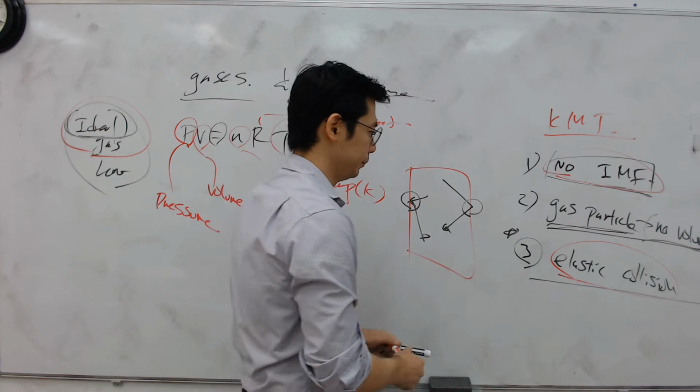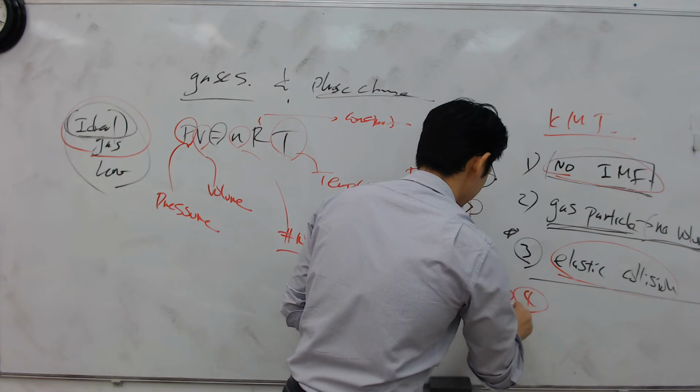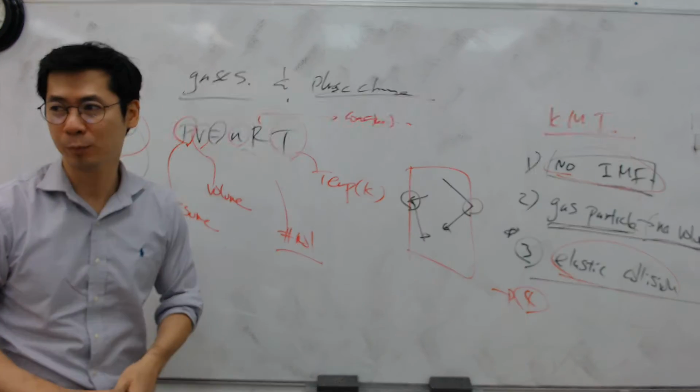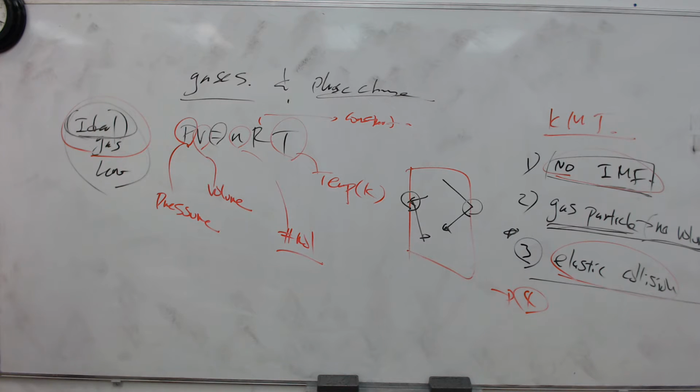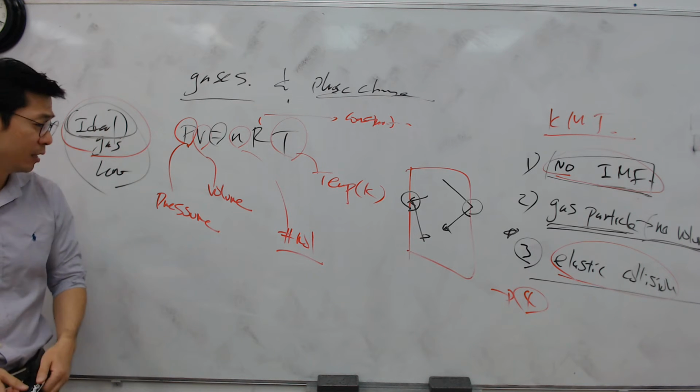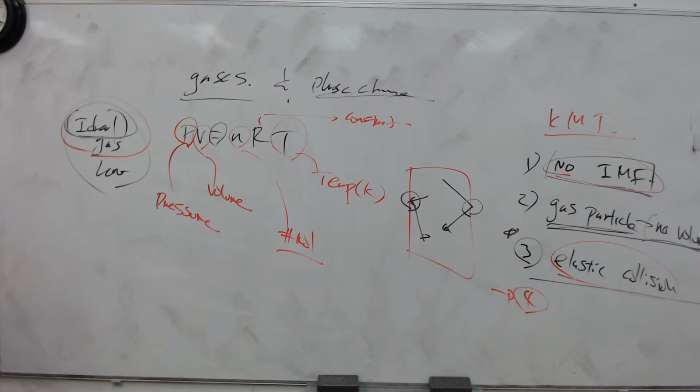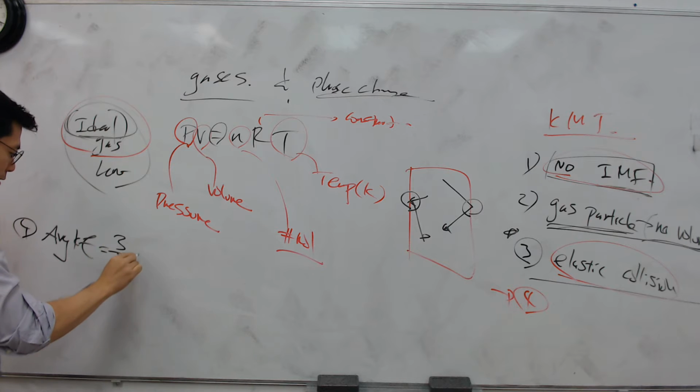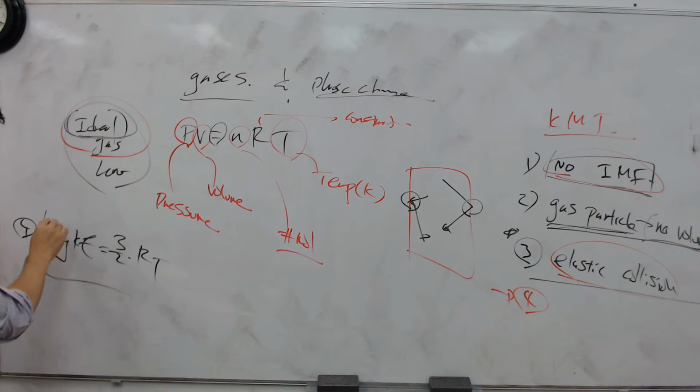And the fourth one is very, very important, by the way. Absolutely, you have to understand the equation today. The fourth one, I'm going to write here: the average kinetic energy of the particles is equal to 3/2 times RT. That's an equation that you have to know. A very, very important equation for Chem.